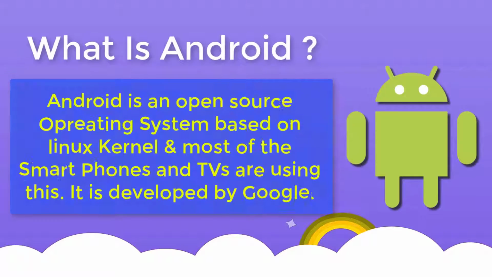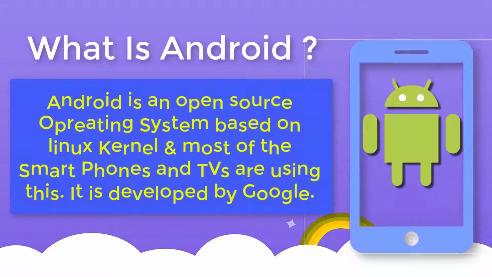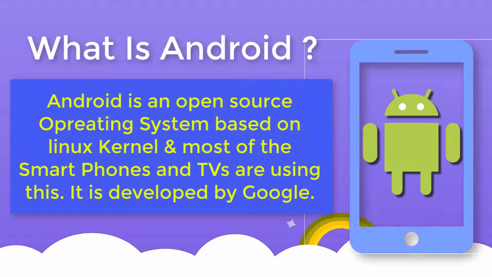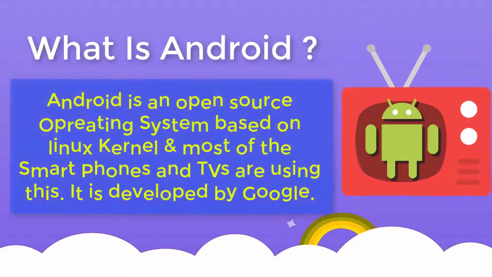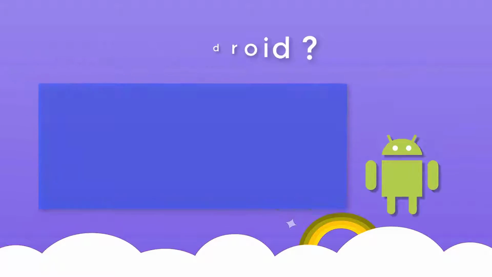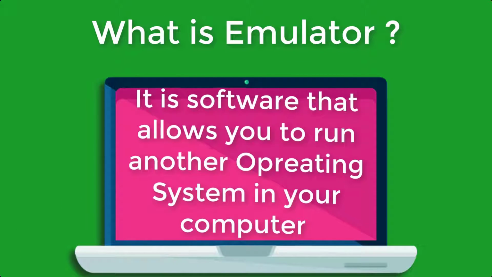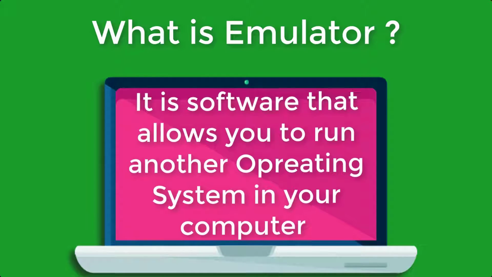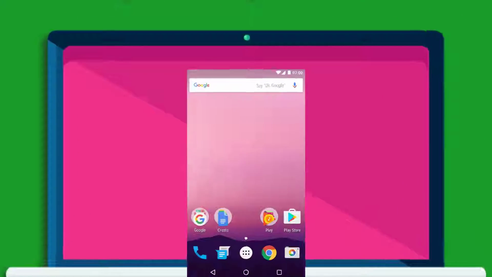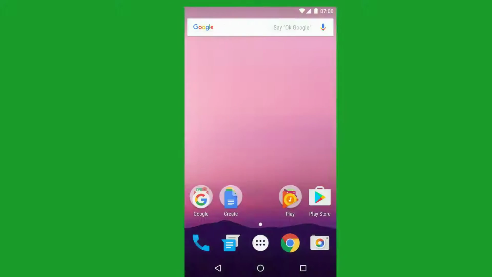What is Android? Android is an open source operating system based on the Linux kernel, and most smartphones and TVs are using this. It is developed by Google. Now moving to the second part, what is an emulator? It is software that allows you to run another operating system on your computer. In our case, it is Android, so we can run Android apps in our emulator. There are many emulators, so let's get started.